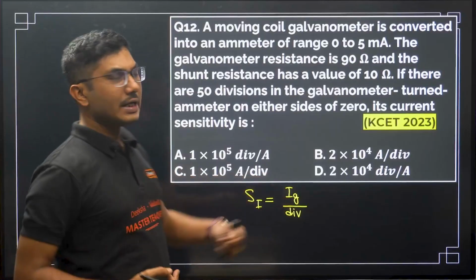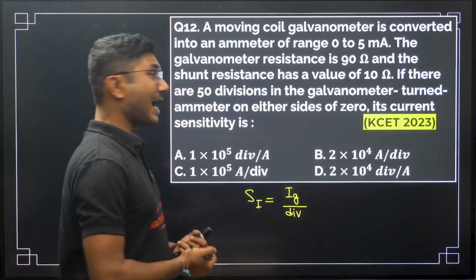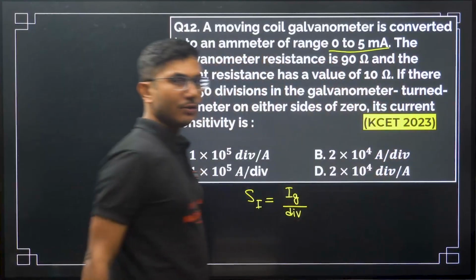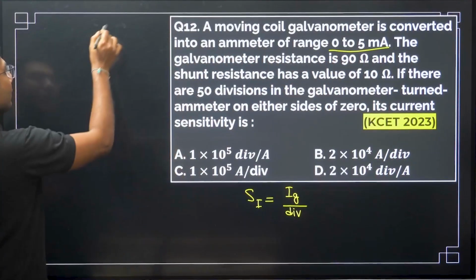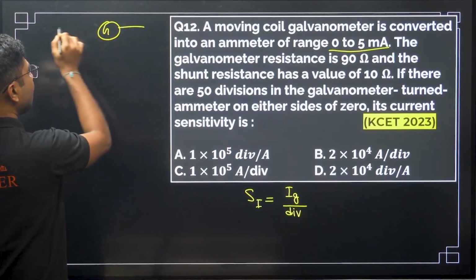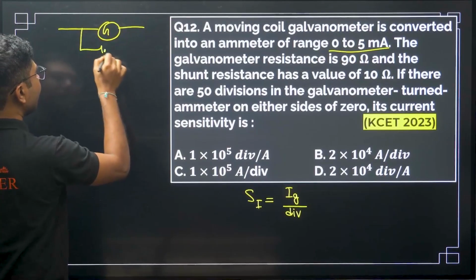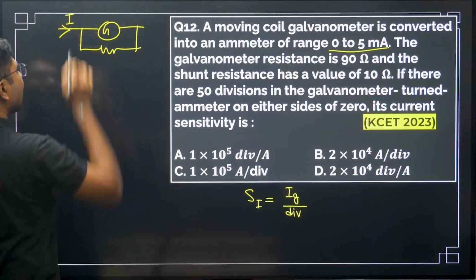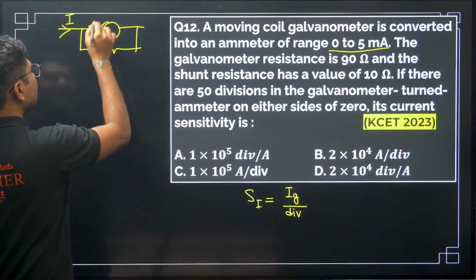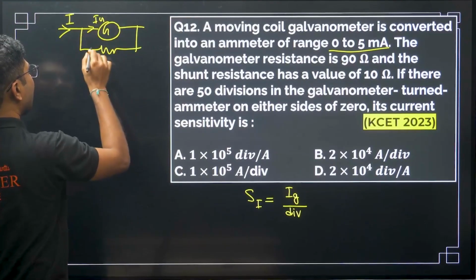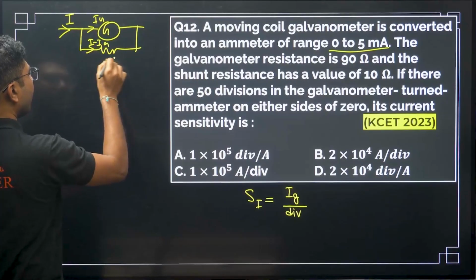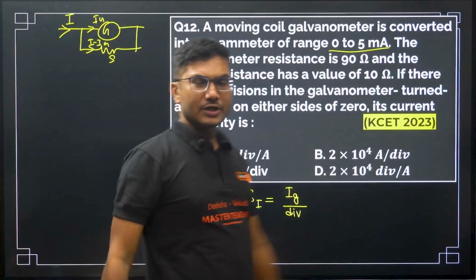Now here you have to first calculate the Ig. Ig is not given. 5 milliampere is the maximum current you are measuring. It's an ammeter. In case of ammeter, if this is I, this is the current that you are measuring. Some part of the current is passing through the galvanometer, and the remaining current is passing through the shunt.